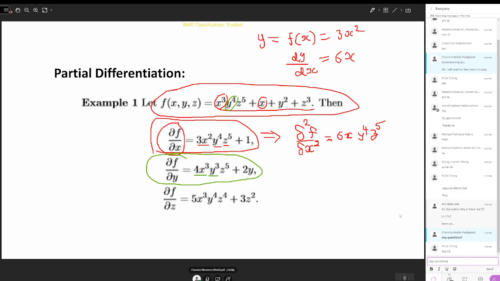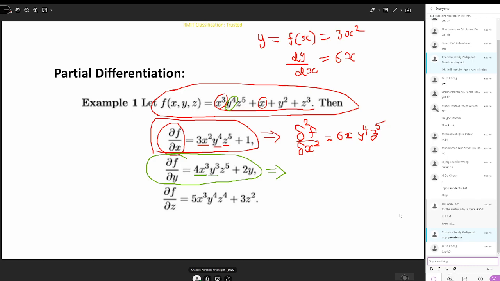Then you can't differentiate the x with respect to y, so it will be 0. Then y² I can differentiate with respect to y, so this will be 2y. Then z³ I cannot differentiate, so the value will be 0. So this is how you can write the partial derivative of the function f with respect to y.